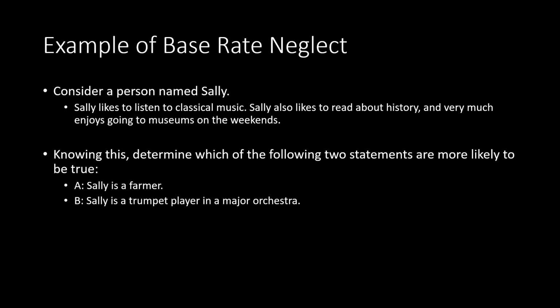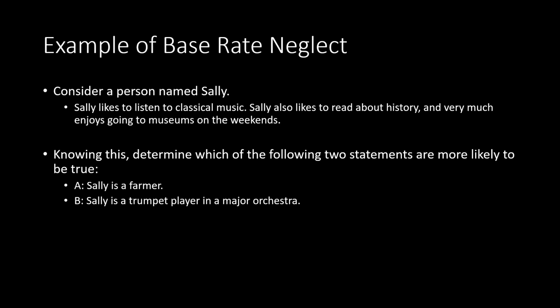And a lot of this is going to happen because of our preconceived notions of farmers and trumpet players. So someone who likes to listen to classical music and go to museums fits with our ideas and stereotypes of someone who plays trumpet versus someone who's a farmer. We often don't necessarily associate farmers with liking classical music. Gender plays a role here too, because we tend to perceive farmers as more masculine than more feminine, and oftentimes that will also bias our decisions.